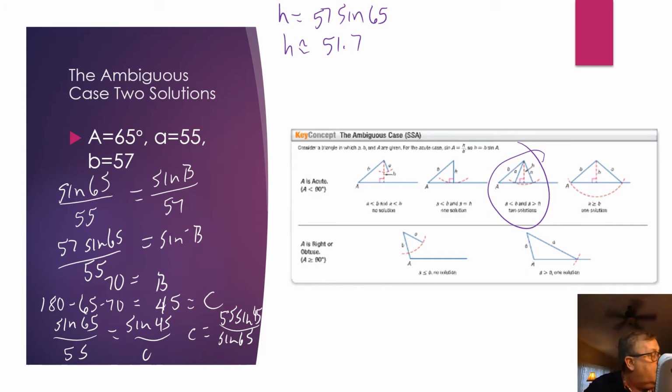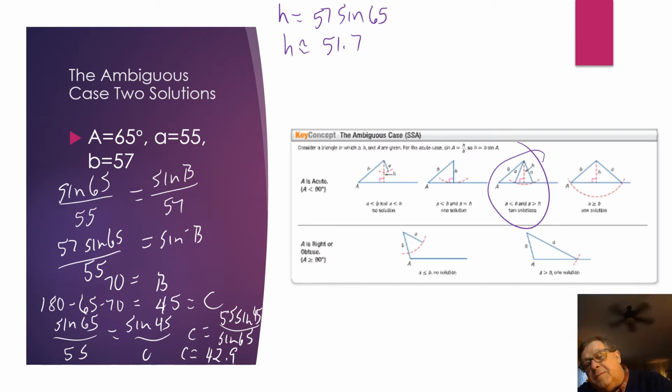And so angle C, side C, would equal approximately 42.9. All right, there's our first scenario. Now, once again, angle B could be obtuse.